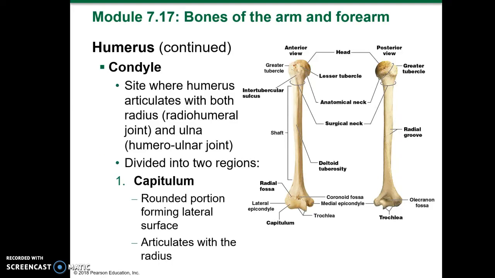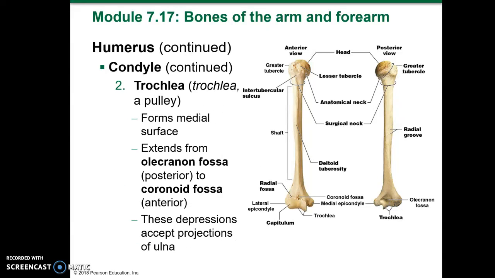The condyle is a site where the humerus articulates with the radius at the radiohumeral joint and the ulna at the humeroulnar joint. And we divide the condyle into two regions. The capitulum is the rounded portion forming the lateral surface. It articulates with the radius. You see this in the picture on your right, a smooth area. It's right beside the lateral epicondyle.